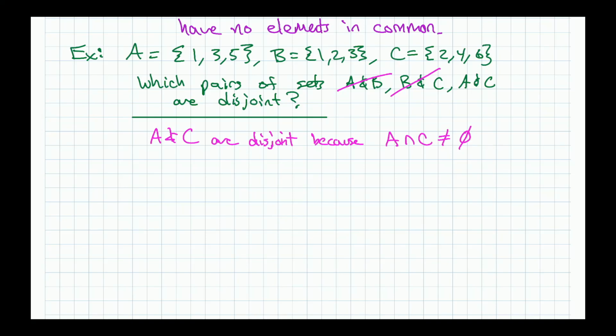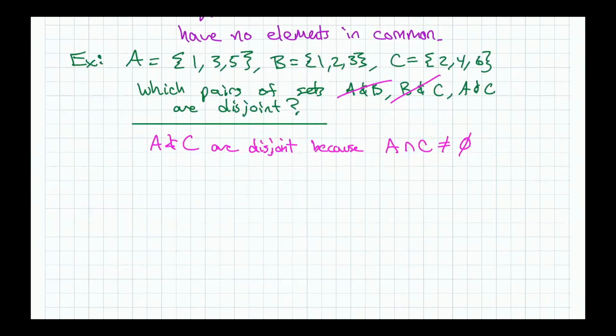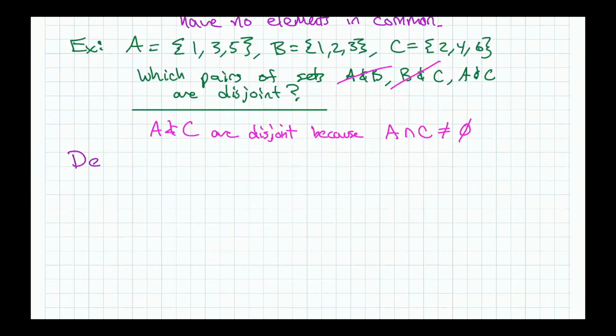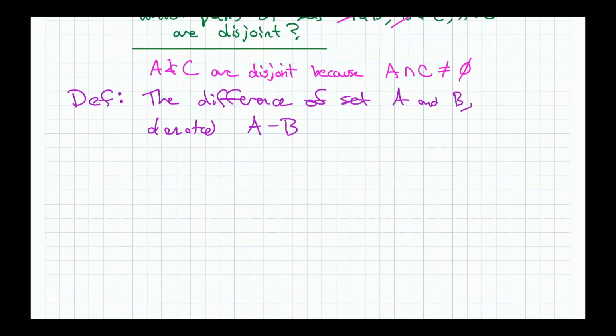All right, next thing, new definition. Set difference, definition. So A and B are sets again. The difference of sets A and B, denoted A minus B, is how it looks. So it is the set of elements that are in A that are not in B.